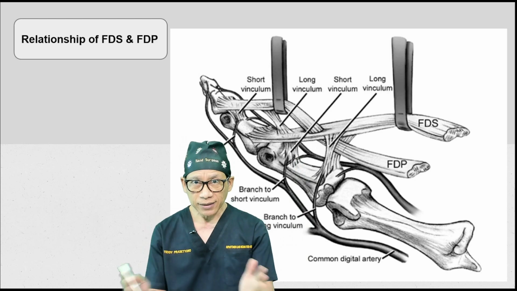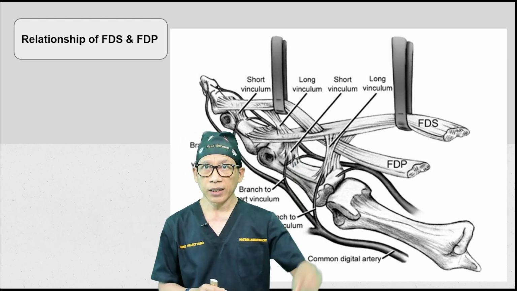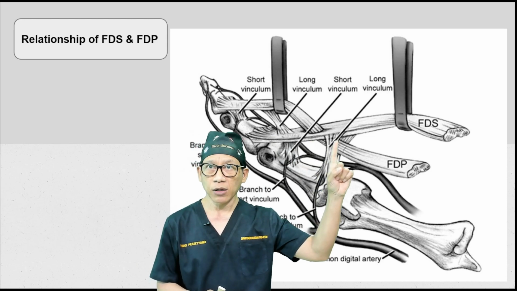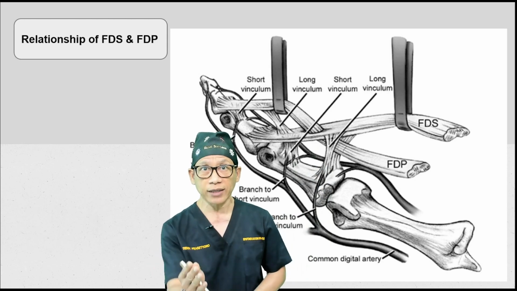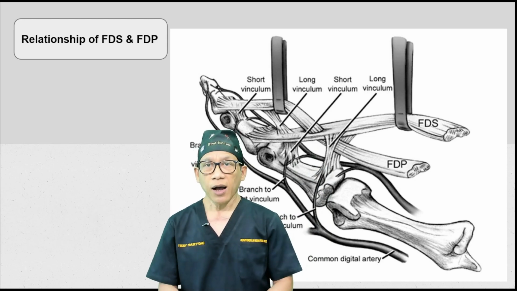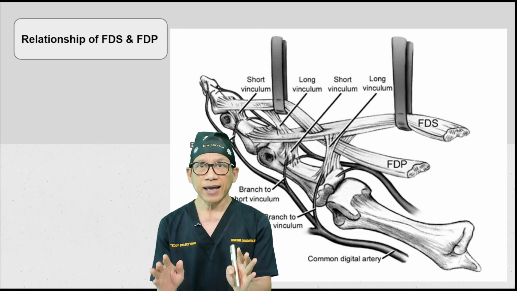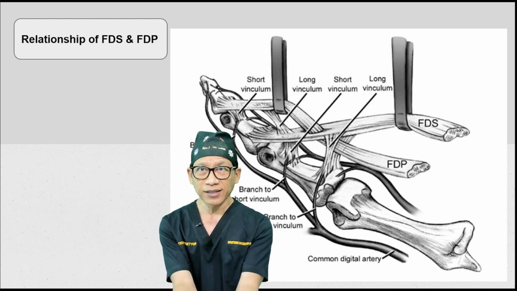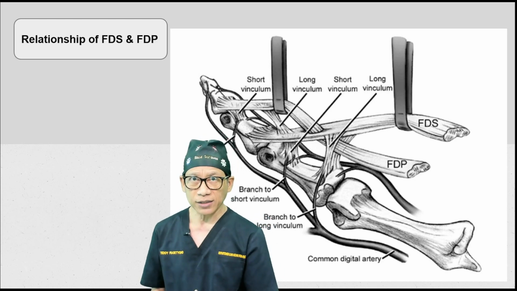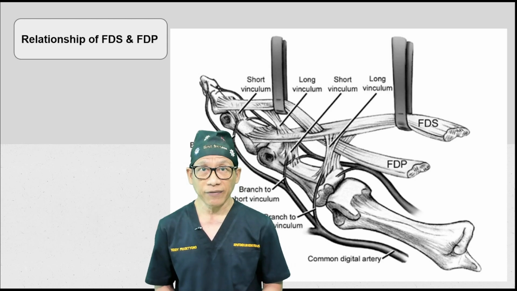So it splits and forms the chiasm of Camper. Now, here the chiasm of Camper is the hole that is made by the split of the FDS to allow the FDP to go through. So after splitting, forming the chiasm of Camper, the FDS winds around 90 degrees. So then the FDP goes further and inserts into the distal phalanx.